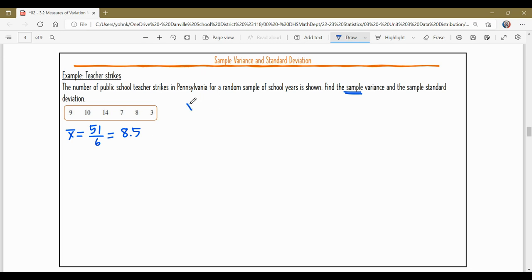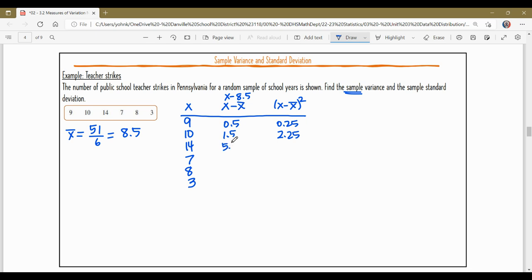Okay, so when I go over here, I do x. Now I have x minus x bar, and then I have x minus x bar quantity squared. That's how I'm going to start my table. List my x's: 9, 10, 14, 7, 8, 3. And so now I'm going to be doing x minus 8.5. So 9 minus 8.5 is 0.5. Squared is 0.25. 10 minus 8.5 is 1.5. Squared is 2.25. 14 minus 8.5 is 5.5. Squared is 30.25.